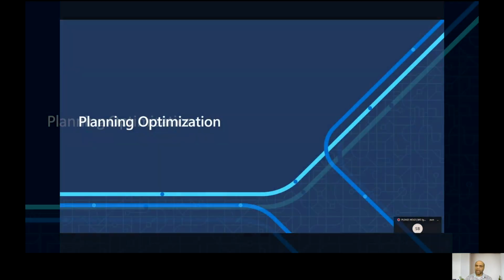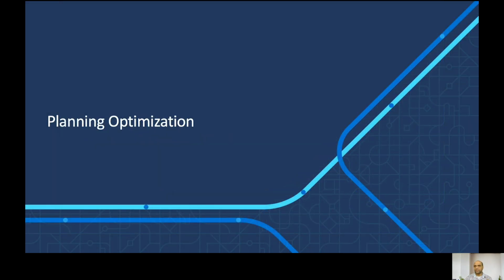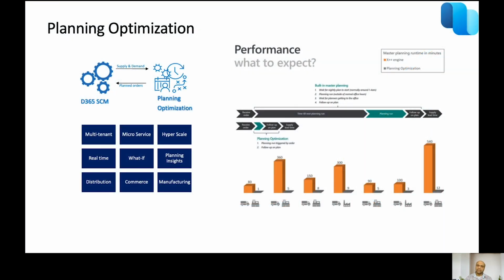So we'll start with the planning optimization. This is not necessarily a net new component. It is something that we have also talked about as part of our April 2020 update. Planning optimization is a microservice that sits alongside Dynamics 365 supply chain management. And it's an in-memory based microservice meeting the supply planning requirements for an organization.